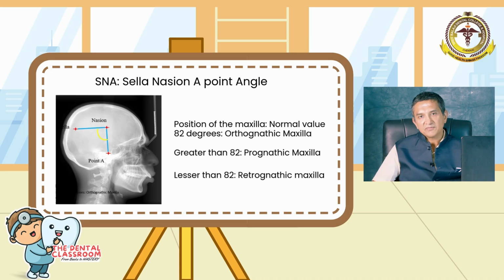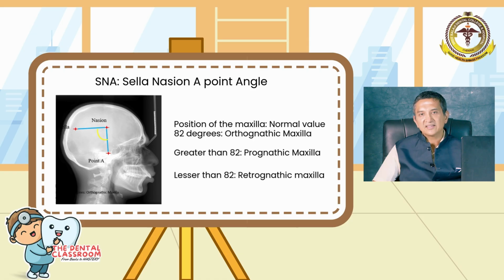Now, my friends, we have constructed all the landmarks, and our job is to connect these points. We know that sella and nasion form a reference plane. What do we mean by a reference plane? That these points do not change over time. When we connect sella-nasion to the point of interest, the maxilla, that is the A point, we get an angle called SNA, and if we connect SN to B, we get an angle called SNB.